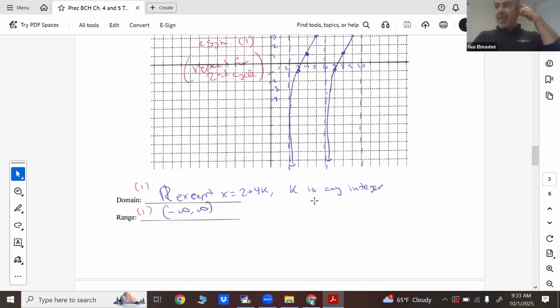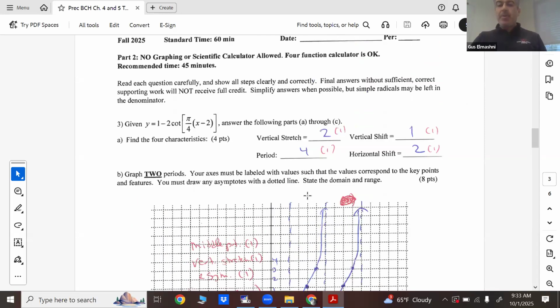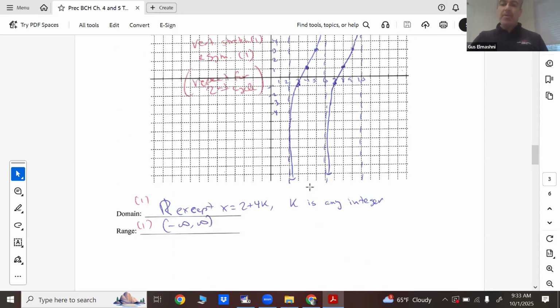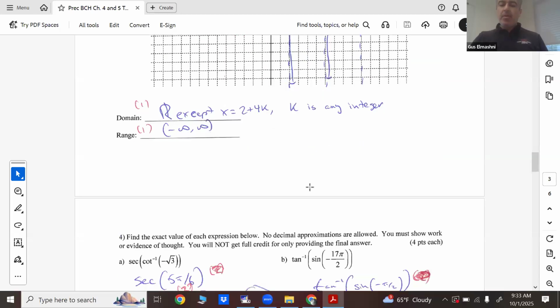I was a stickler if you didn't say k is any integer. You do have to be precise about that. Again, it's just training you for AP Calculus next year. So it was a half point, not a big deal, but some of you did lose half points here and there because of that. So make sure you do state that. You have to be very precise with your language and clear with what you're saying.